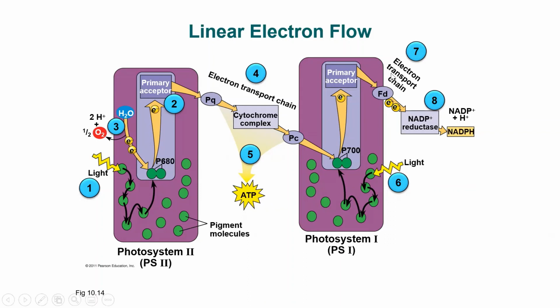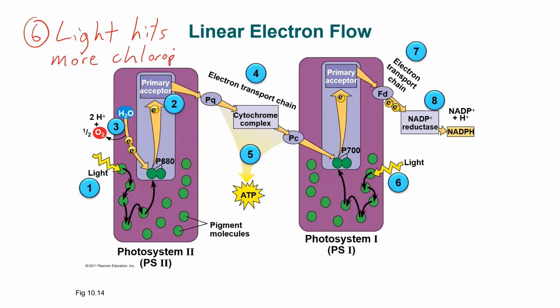And what we're going to do is keep using those electrons. We're going to use some more chlorophyll, and we're going to use a little bit more light. So that's what number 6 is. So number 6 is light hits more chlorophyll. Okay, and so what happens after that is number 7. So I'll do number 7 up here in the corner.